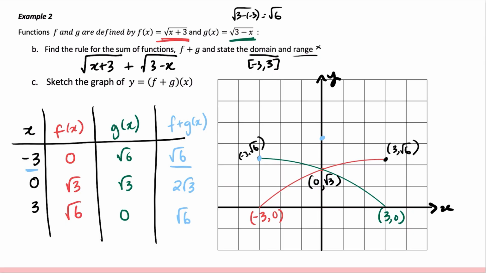And then finally, √6 plus 0 was √6. And then it's just a matter of joining the dots. So this is what this new function is going to look like. And so that's pretty easy now to be able to find the range for it. So the lowest value that I can see is root 6, and then the highest value that I can see is root 3. Or rather 2 root 3, sorry. Okay, so in its crux, that's how you find the sum of two functions and how you sketch it.